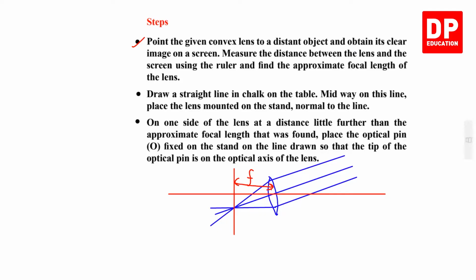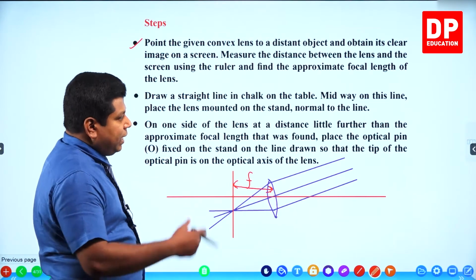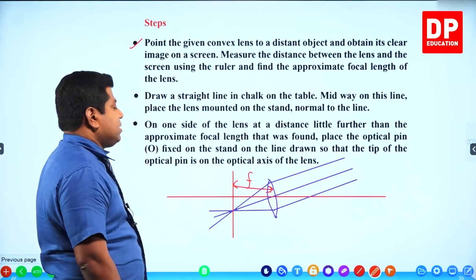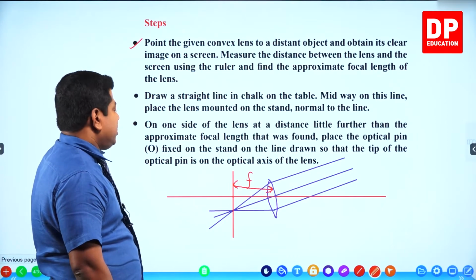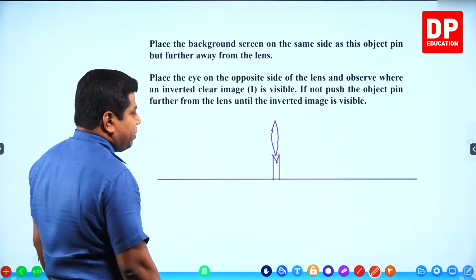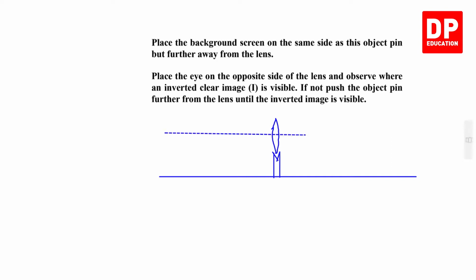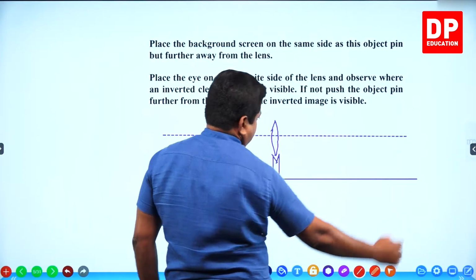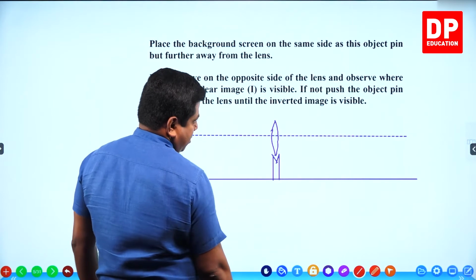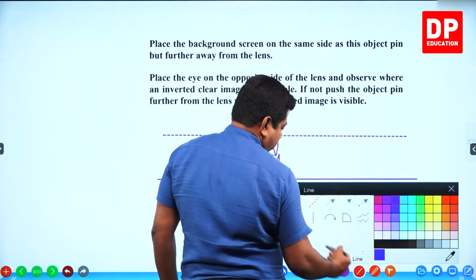Then what do we do? On one side of the lens, at a distance a little further than the approximate focal length that was found, place the optical pin O fixed on the stand on the line drawn, so that the tip of the optical pin is on the optical axis of the lens. The primary axis or the optical axis, let's say this is the optical axis.